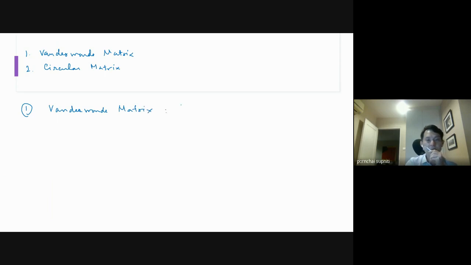Let's represent this matrix as M. So, what is a Vandermonde matrix? A Vandermonde matrix is a square matrix, so it has the size of n by n. For example, if we have an M matrix of 2 by 2, it can be written as something like this: 1, lambda 1, 1, lambda 2.